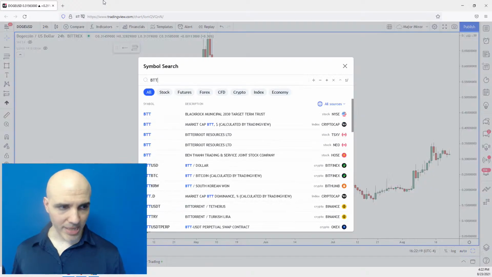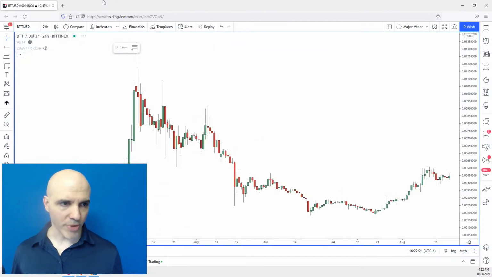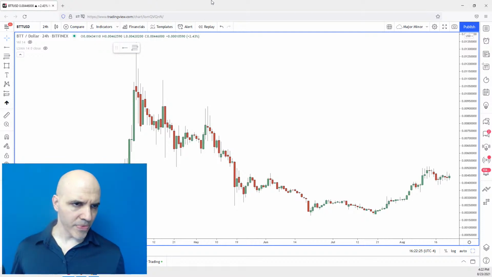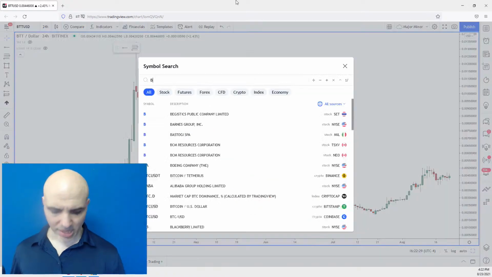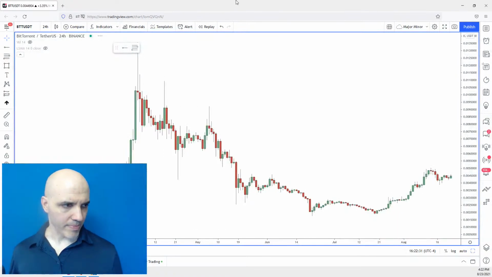Let me take a look at BTT real quick, and then I'm going to wrap this up again. I really appreciate everyone's questions. What is BTT? BTT against the dollar. Is that the right symbol? Let me just make sure. Okay, USDT. That's T. Okay. All right, it's the same chart.